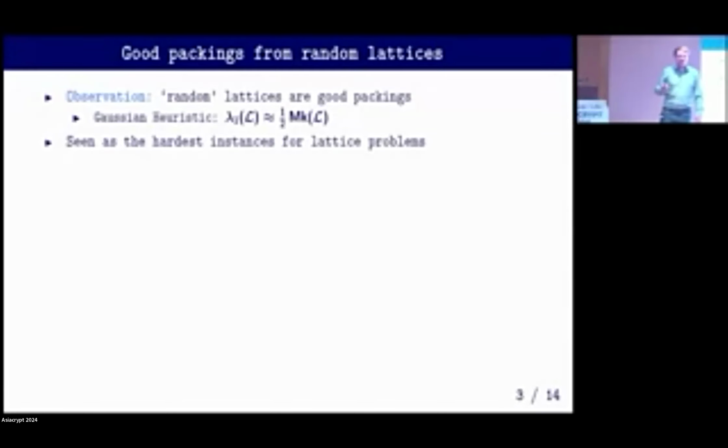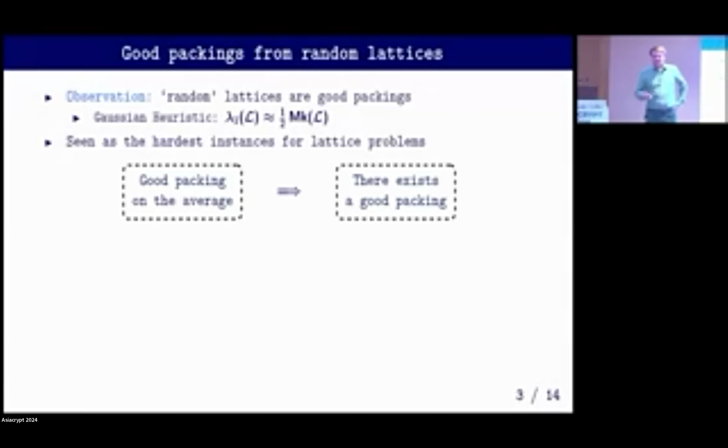And this is also one of the reasons why these random lattices can be seen as the hardest instances of lattice problems. Because, for example, for finding short vectors in these lattices, this really depends on how good of a packing the lattice is. So we have this good behavior on the average. We have a good packing on the average, but this is not a proof. This Gaussian heuristic is just a heuristic.